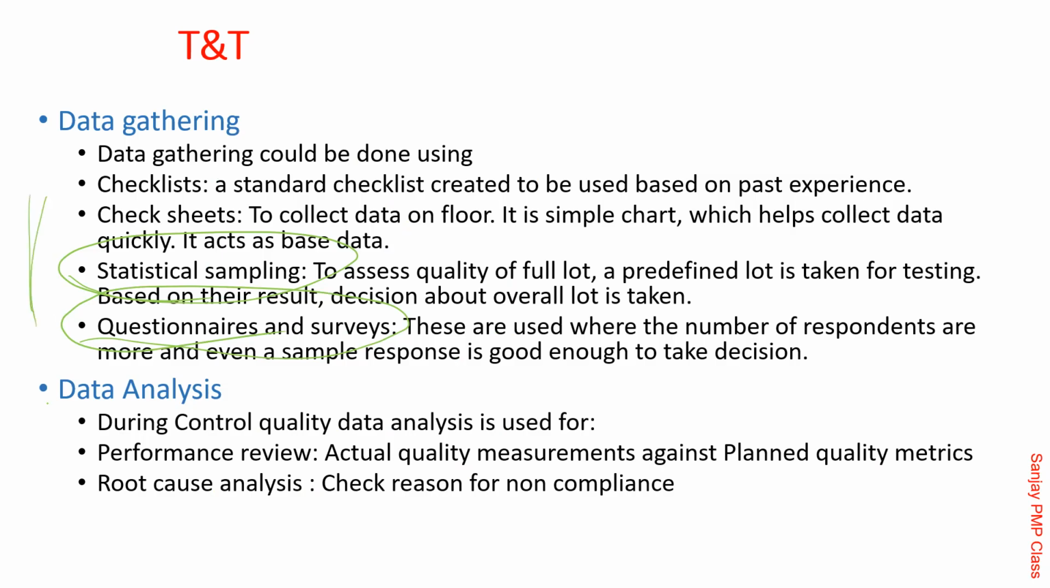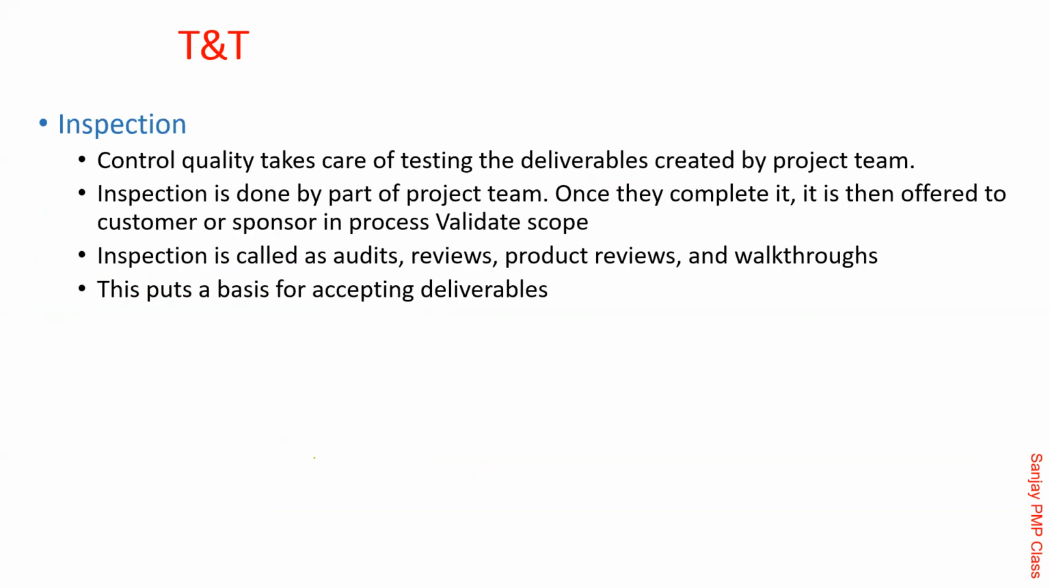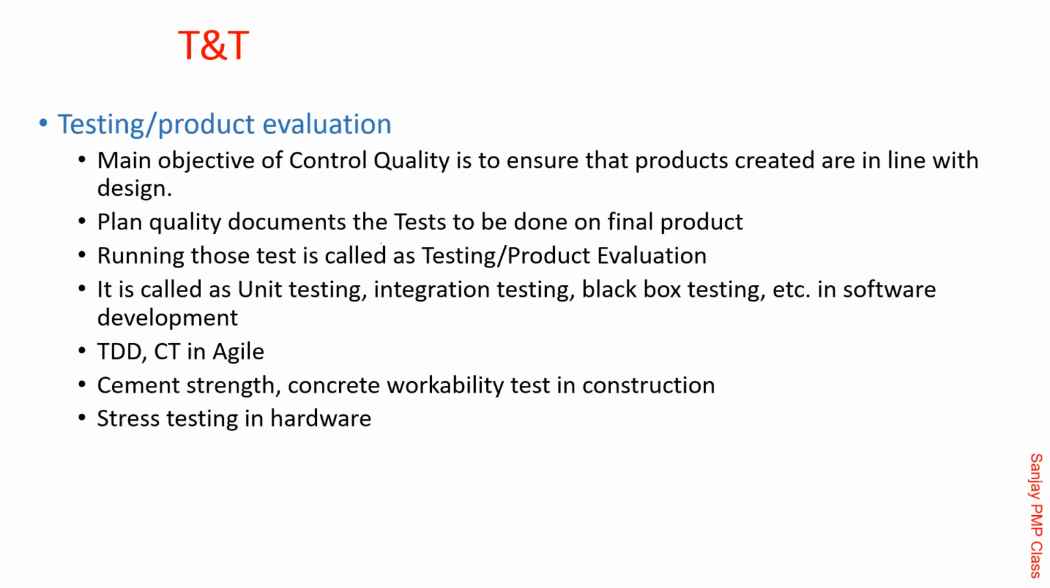Once you do all that, analyze the data for performance reviews, which is about the components where there are maximum defects, which module, if it is software, has defects, and root cause analysis: why is this happening. Doing the inspection, obviously, is the heart of control quality, checking the products. Inspection is sometimes called audit, review, product review, walkthrough, and then testing and product evaluation.